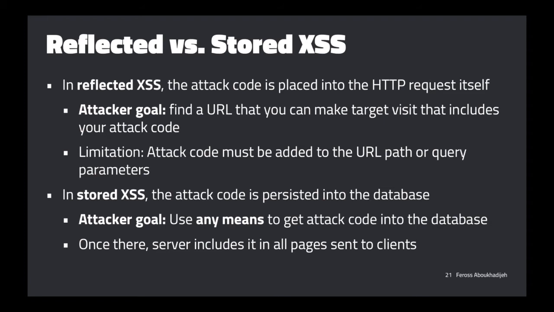So you're trying to find some kind of a URL that you can get your target to visit that includes the attack code. So one big limitation with this is that you have to find some way to get that attack code into the URL path or the query, or some way that is effectively in the link, right? So it's somewhat limited in that sense. If you can't find a way that those things are being used unsafely, then you can't really do reflected XSS.